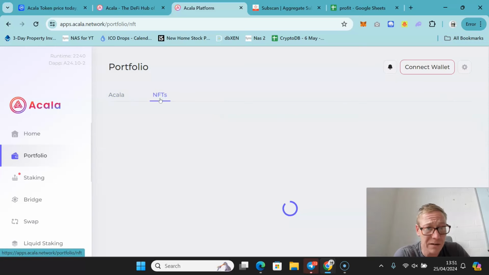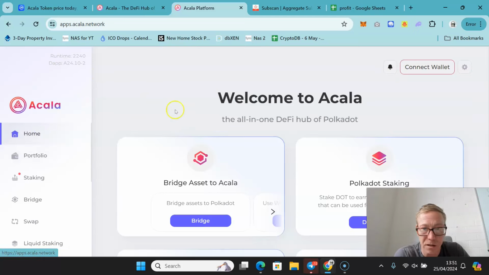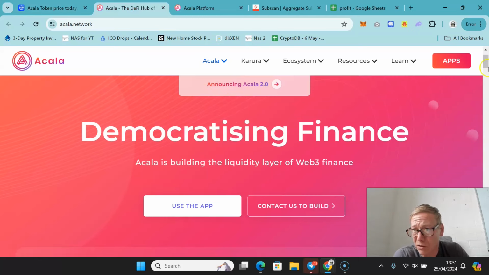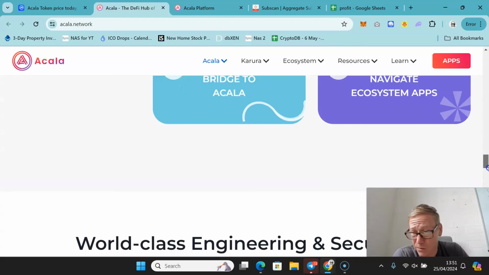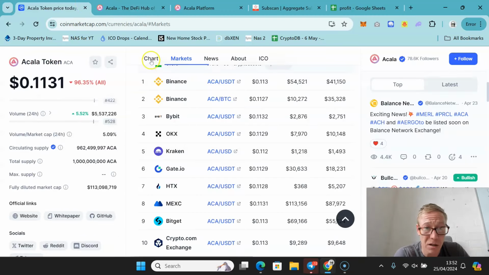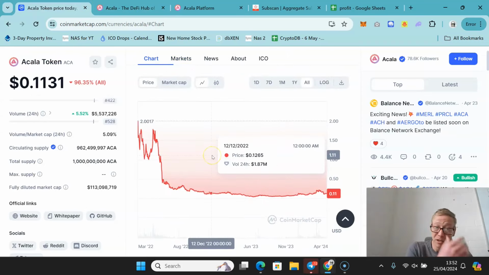Interesting project. I quite like the fact that they've introduced NFTs into the portfolio section of Acala. But right now, we're not seeing the volume on the Acala chain. That's an issue. That's a big issue. Look, as much as they have got a solid product here, people are not going.